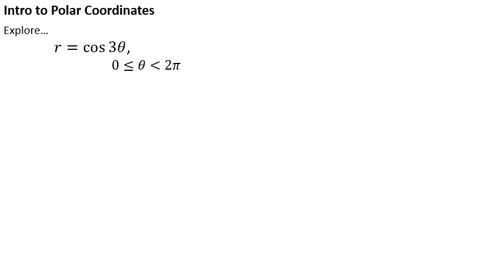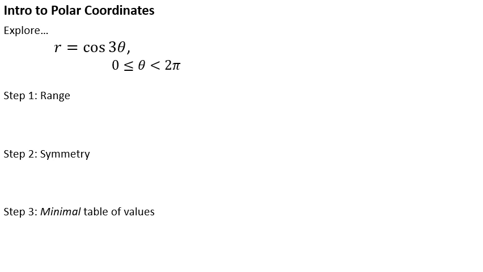The next thing I think will be worth trying is r equals cos 3 theta. This is a classic example of a shape that lends itself very nicely to polar coordinates and is a real pain if you're dealing with Cartesian coordinates. Follow the same steps that we talked about before. Think about the range, the symmetry, a minimal table of values. That's where you might try to find out what values of theta we get r equals 0 for instance, and you might pick out a few other interesting points along the way.